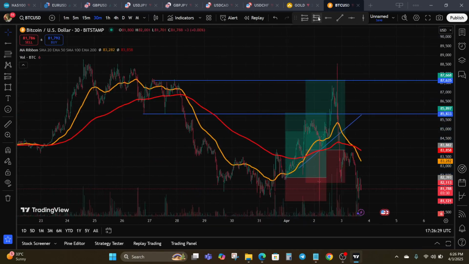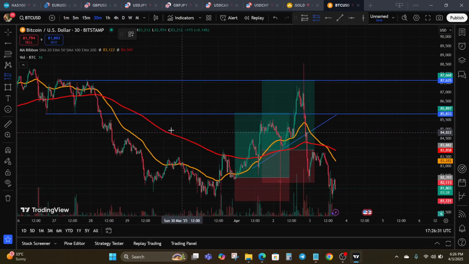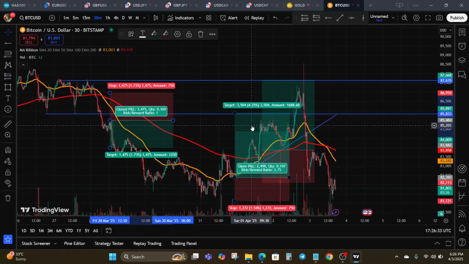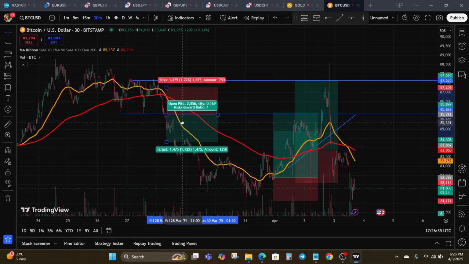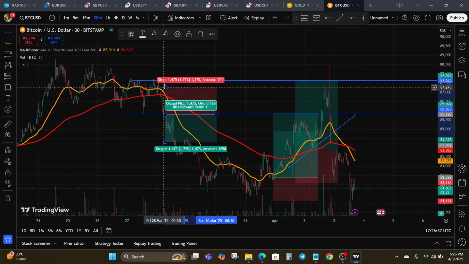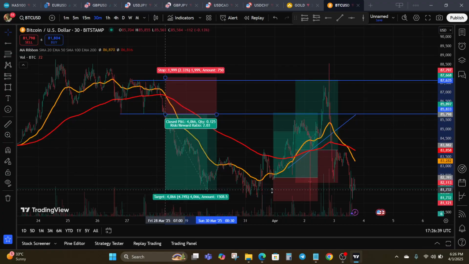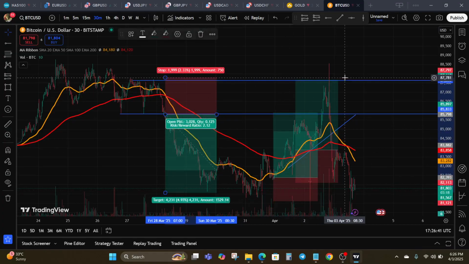If it is a sell trade, when you enter a sell, once you have confirmed that sell, make sure you get confirmation. It's very important. Set your stop loss above the previous swing high. You can take your profits around support zones.